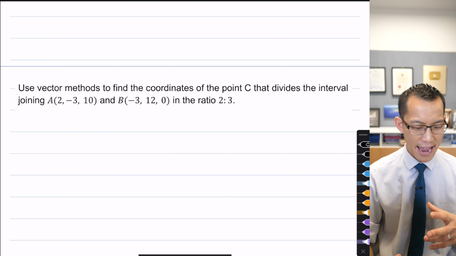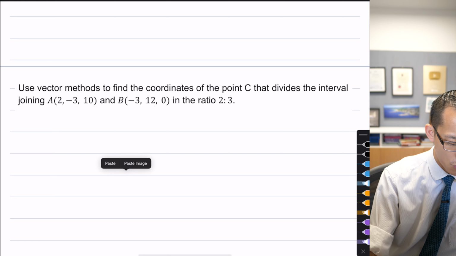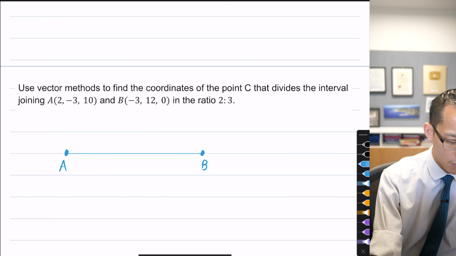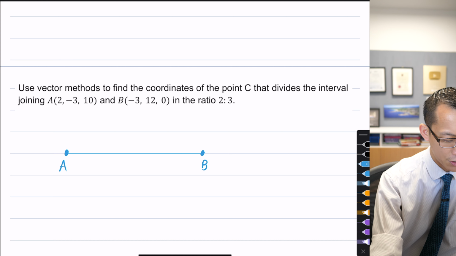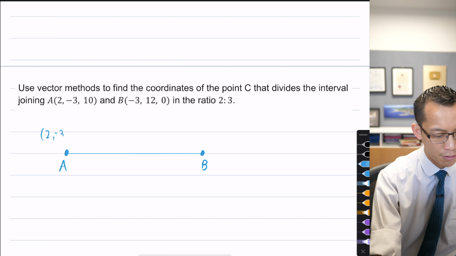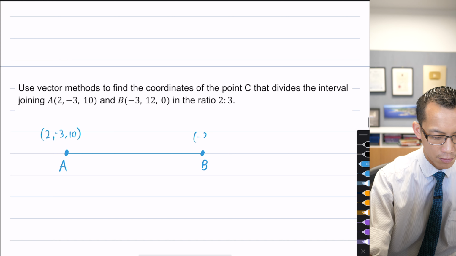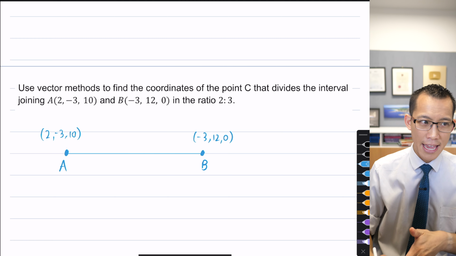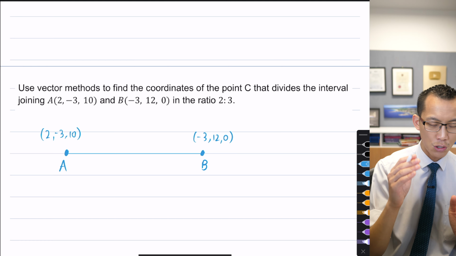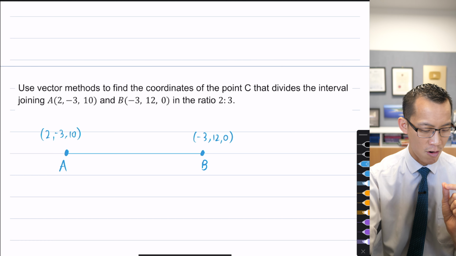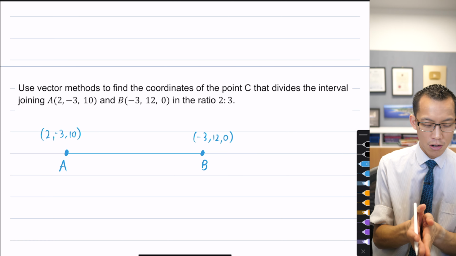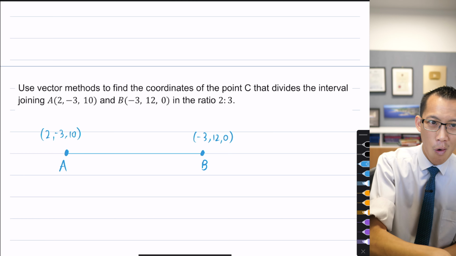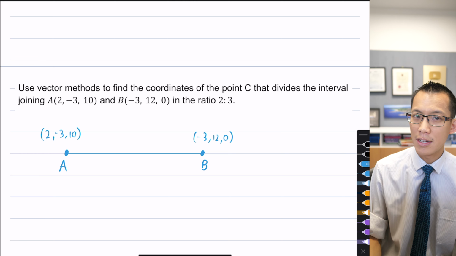If we think about where A and B are, I'm going to do the same thing. I'm just going to draw this interval, AB, and label one of them up the top as 2, -3, 10, and the other one is -3, 12, 0. What 2, -3, and 10 give you is the position you get to in relationship to the origin. If you were to start at the origin, you would go 2 units in the x direction, 3 units in the negative y direction, and then 10 units in the positive z direction.